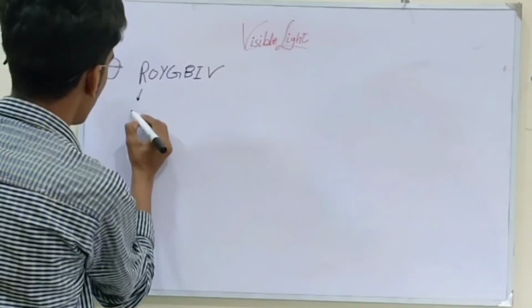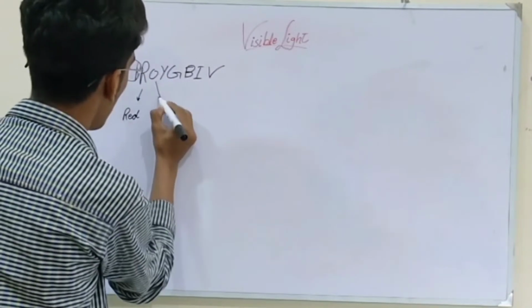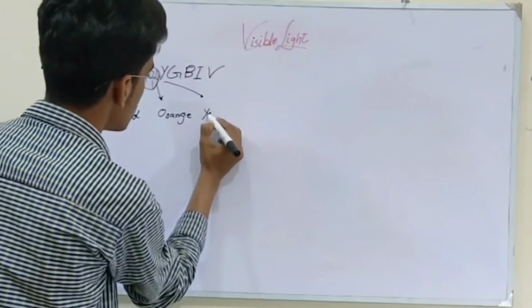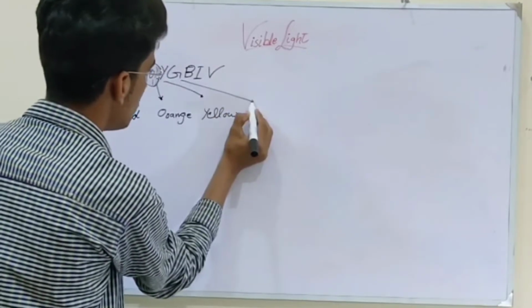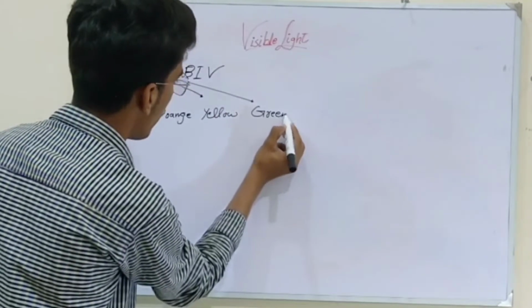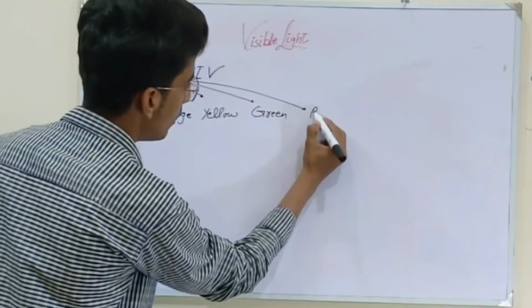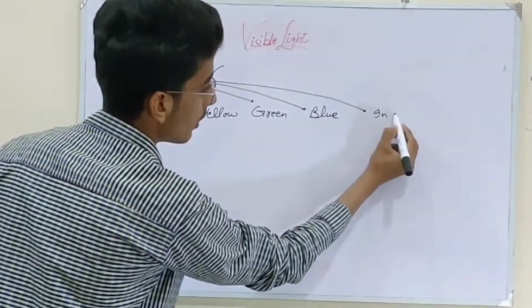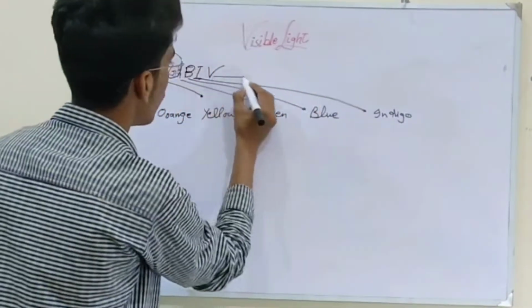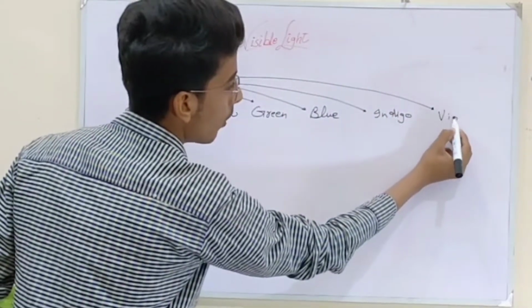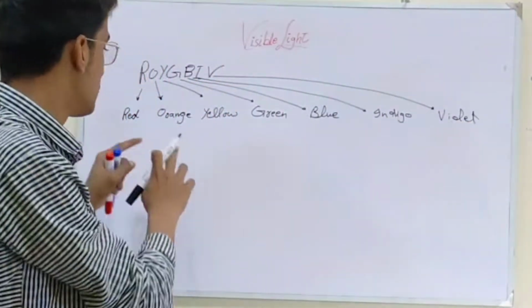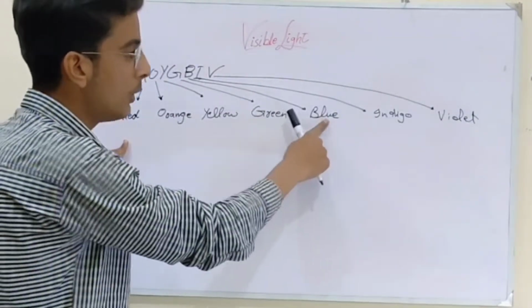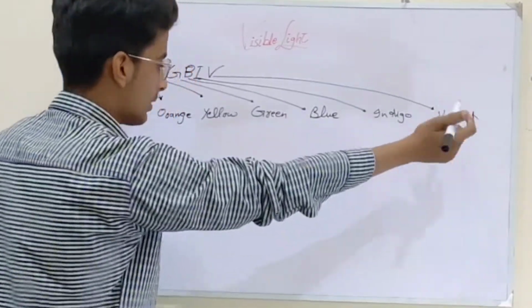From R, red; from O, orange; from Y, yellow; from G, green; from B, blue; from I, indigo; and from V, violet. These are the seven lights in visible light: red, orange, yellow, green, blue, indigo, and violet.